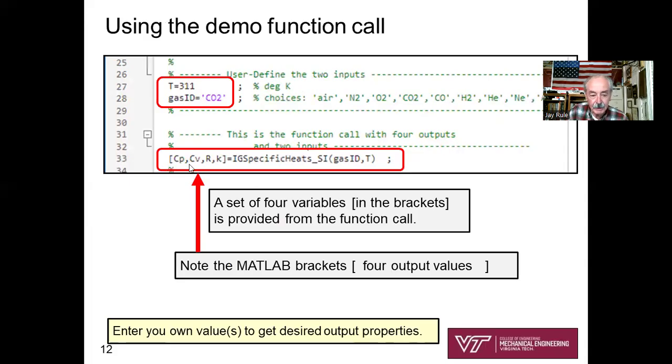Here's my function call in brackets, 4 variables that I've just decided I'm going to call those variables. And here's the function call, IG specific heats underscore SI, and the user inputs gas ID, string, and temperature value. So the set of 4 variables in the bracket is provided from the function call, and notice those brackets being used.